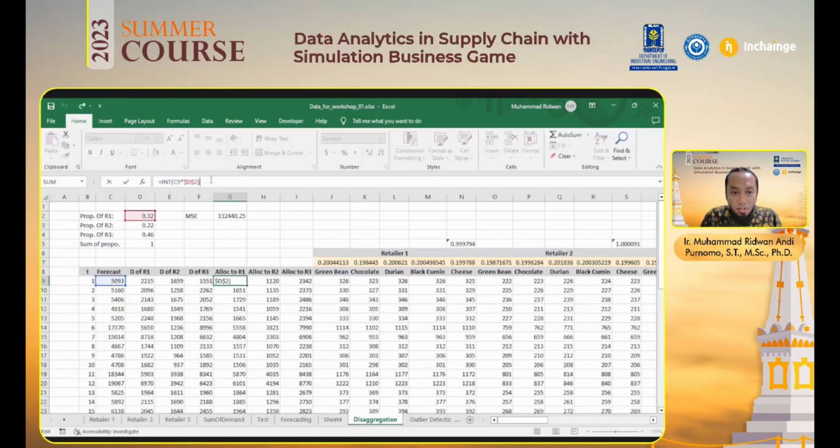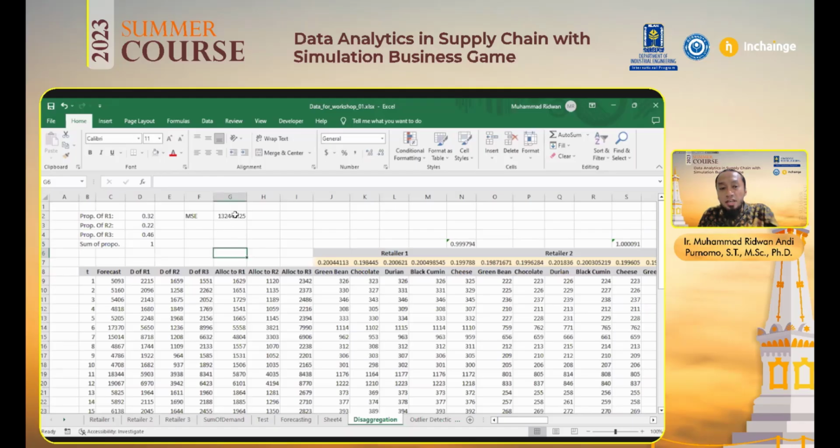This one will be the multiplication of the forecast with the proportion of R1, retailer 1, and for retailer 2 we do the same. This one you can check: the forecast times the proportion of R2, and this is the allocation to R3. This is the first optimization loop, so forecast times the proportion of every retailer. Because we need to make sure the sum of the proportions equals 1, we can use a summation function. That's very simple, like this.